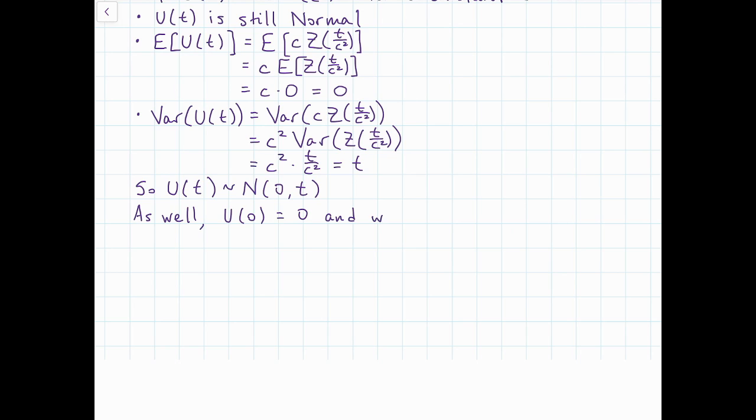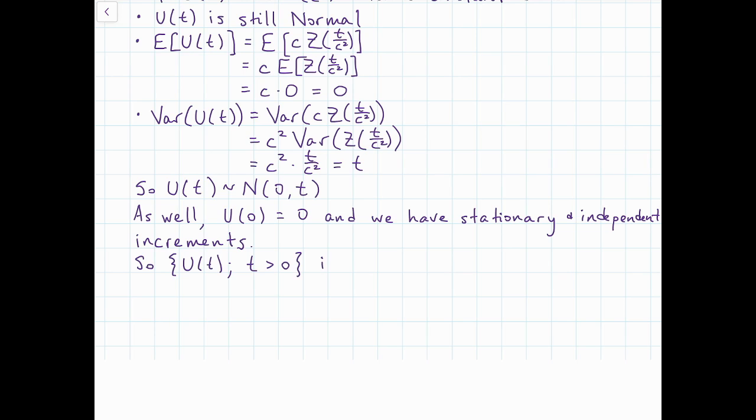And as well, U(0) will equal 0, and we'll inherit those properties of stationary and independent increments. So if you remember the definition, U(t) is itself standard Brownian motion. This is so cool. This means if you zoom in on a Brownian motion process, what you get when you look closer is another Brownian motion process. It's like a fractal. If you've ever seen those cool videos, I'll maybe see if I can post some, of zooming in on a fractal, and it just looks the same as it did before.